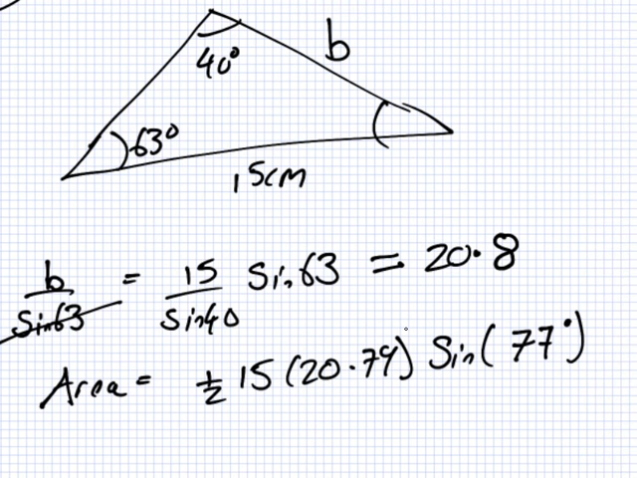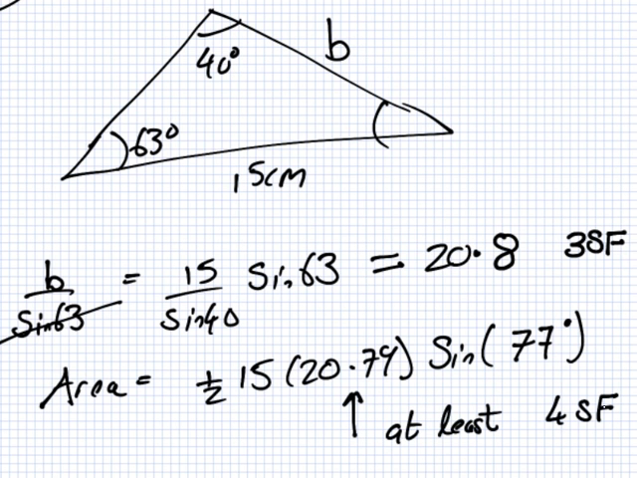Now, you might say, hang on, Stephen, why are you saying 20.79 when a moment ago I said 20.8? I'll say this again. In the exam, the answer is 3SF. Okay? But the calculation must be at least 4SF. Okay?